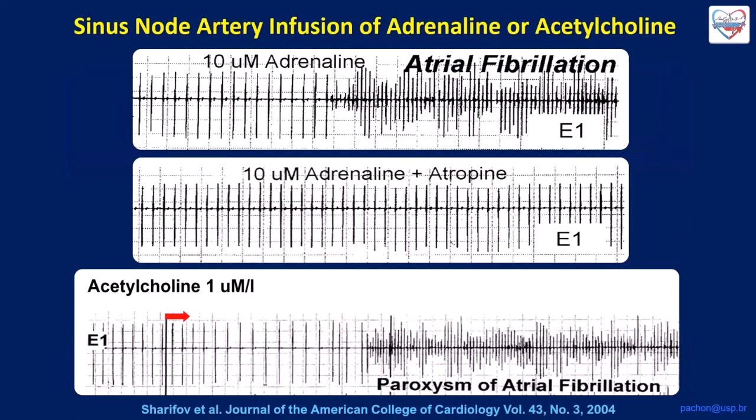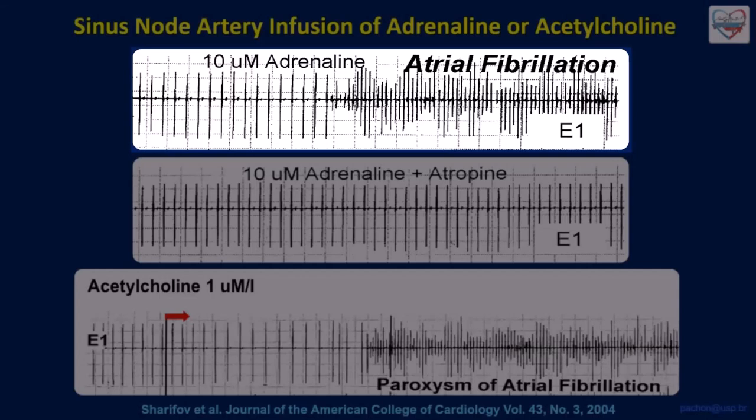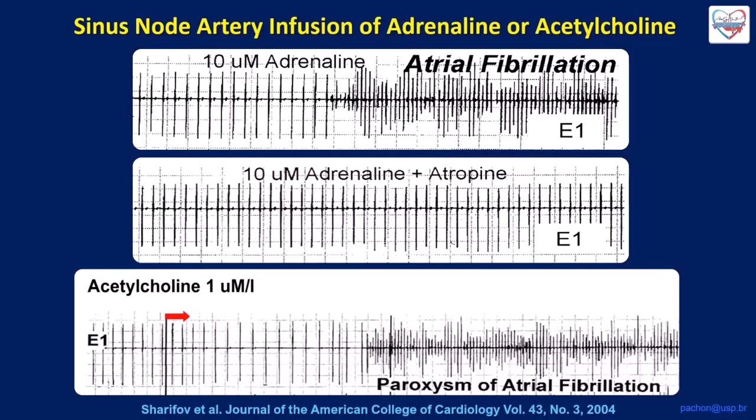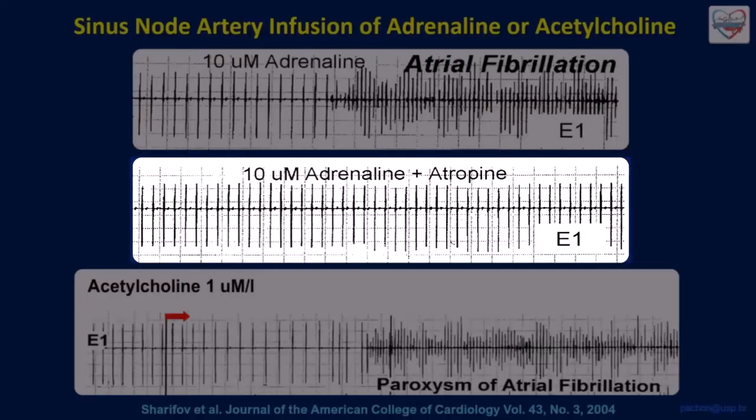Let's see now the effect of neurotransmitters on the induction of atrial fibrillation. In this elegant study, Sharifov et al. injected adrenaline into the sinus node artery, and atrial fibrillation was induced. Apparently, adrenaline causes atrial fibrillation. However, if adrenaline is injected after atropine, eliminating the vagal effect, atrial fibrillation is no longer inducible.